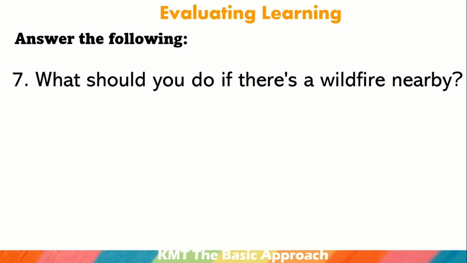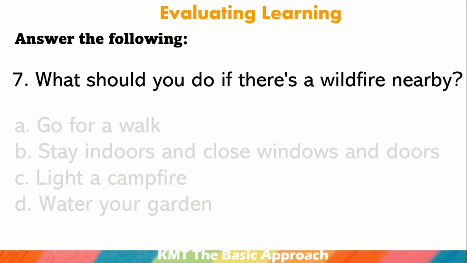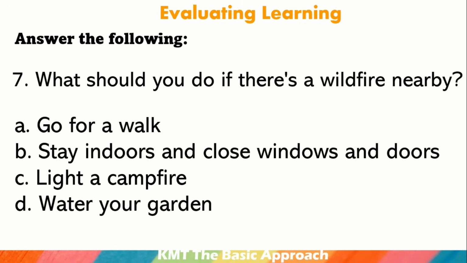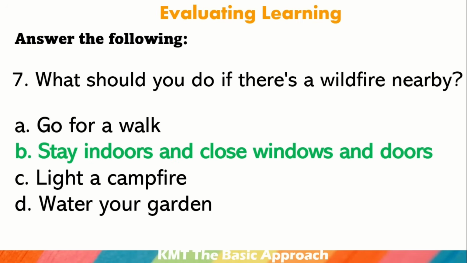Number 7. What should you do if there's a wildfire nearby? Letter A. Go for a walk. B. Stay indoors and close windows and doors. C. Light a campfire. D. Water your garden. What is the correct answer? Great! The correct answer is letter B. Stay indoors and close windows and doors.